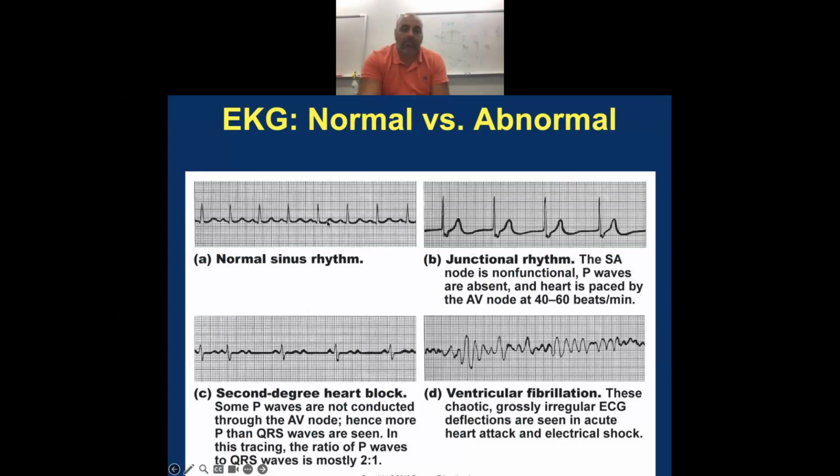So they go through all the different rhythms. Here's normal. So we have P, QRS, T, P, QRS, T, P, QRS, T. Here, there's no P wave. SA node is dead. So this is where the AV is taking over. There's your 40 to 60. Here, second degree block. So we go P, QRS, T, P, nothing. There is a block at the AV node not allowing the signal to go through.